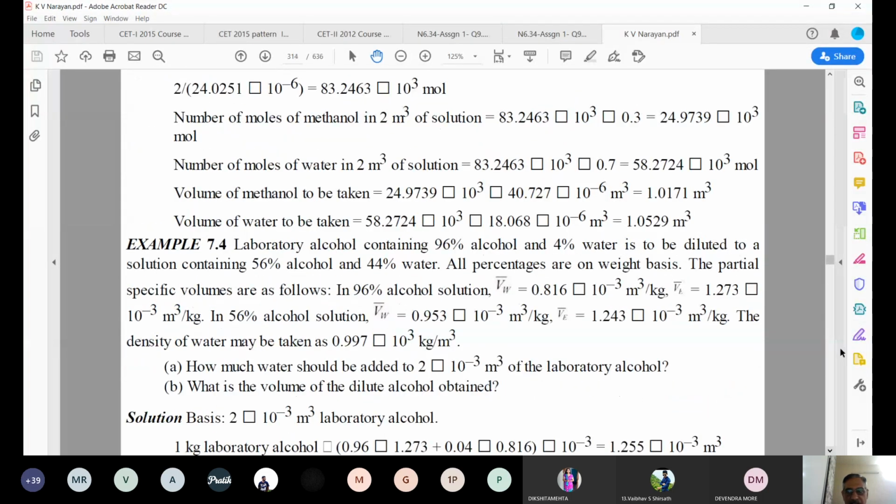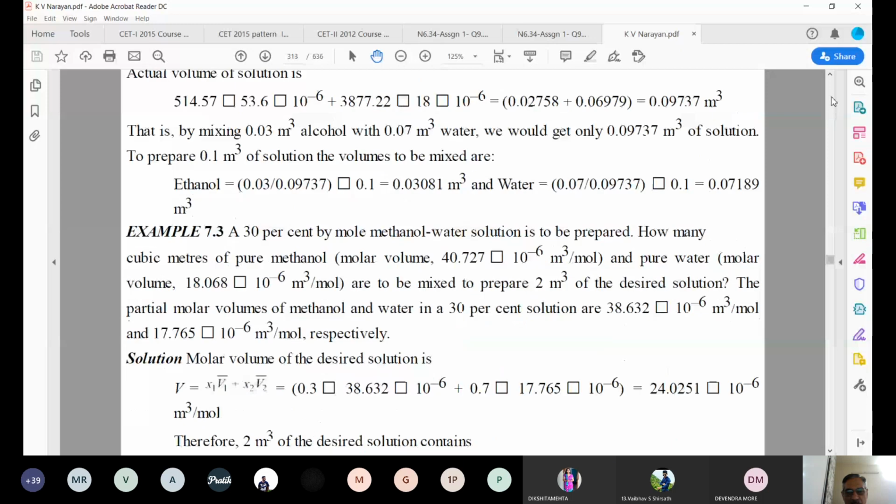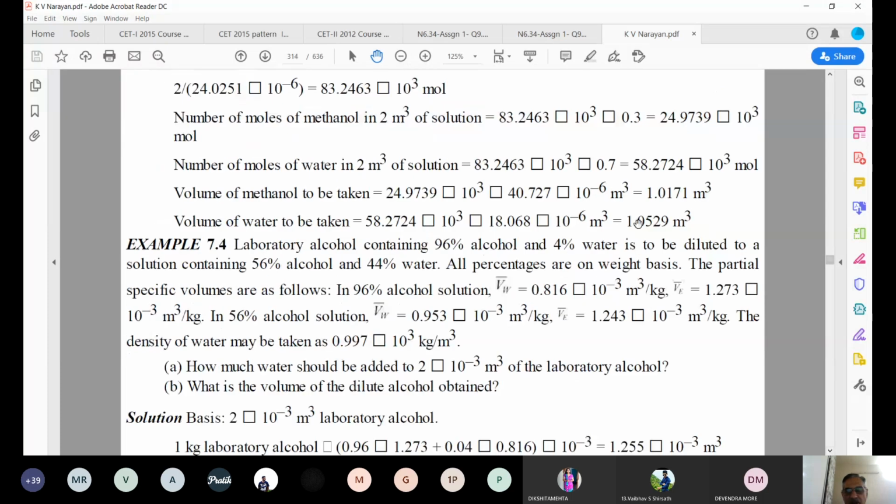This we have done already, right? The methanol water mixture. This you already did in the class, reviewed in the class, right? 1.05, 1.017 were done in the first unit. Okay, let's not worry about that. 7.3, 7.5.